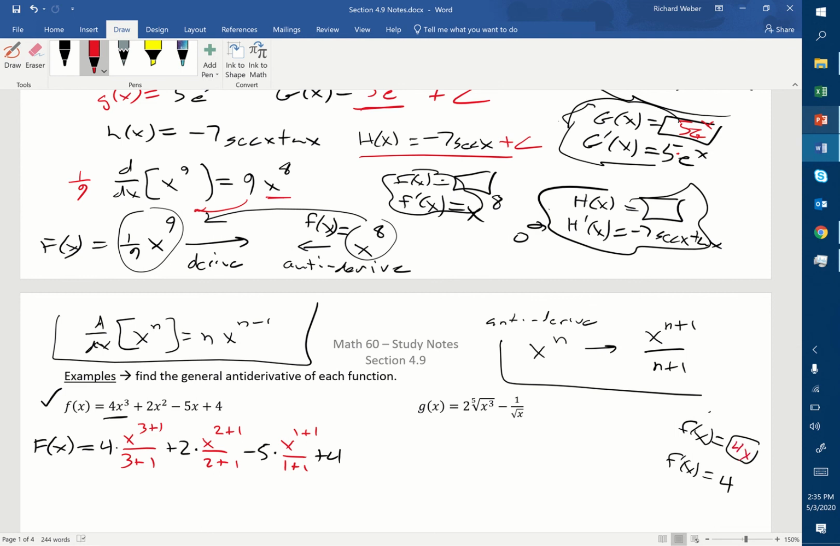4x. Makes sense, doesn't it? When you derive, you lose the x, it goes to 1. When you anti-derive a constant, what do you get here? An x. And then don't forget what? There could have been a constant at the end too.